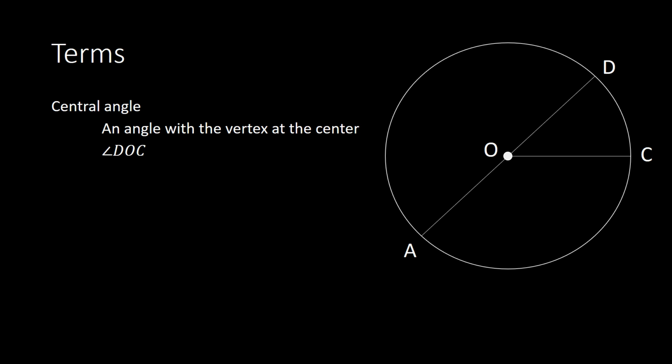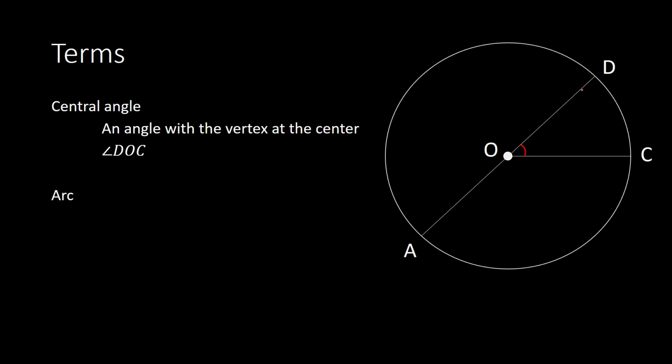In this lesson, we will define and apply properties of arcs and central angles. So a few terms to know, beginning with the term central angle. A central angle, by definition, is an angle with the vertex at the center. So looking at this picture, one example of a central angle would be angle DOC. So right here, this angle would be a central angle because the vertex is right here at the center. We could also have angle AOC, or AOD, which would also be central angles.